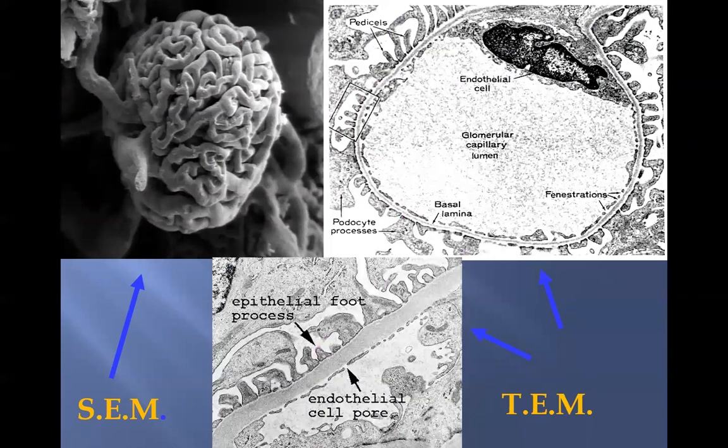Now, this is an electron microscopic picture of a tuft of one glomerulus. This is one glomerulus. These are all capillaries, right? Now, if you take a section of it, this is one capillary. This is the endothelial cell, which surrounds the inner side of the capillary. Endothelial cells have fenestrations, right? Then you have the basement membrane.